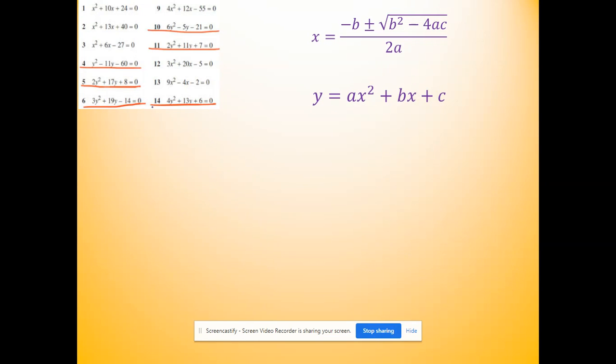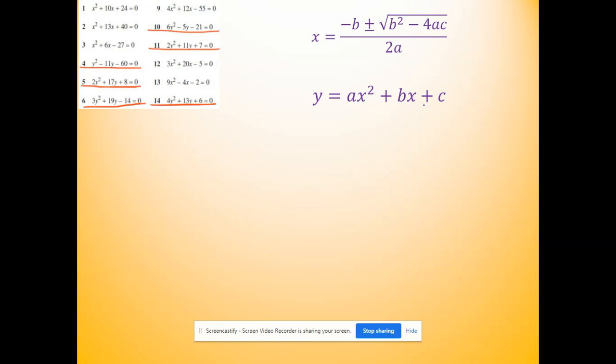Okay, so I had a question about trying to do these quadratics using the quadratic formula. Up here I've just stated the quadratic formula, and underneath here, this is the standard equation. So the a value is the coefficient of the x squared, the b value is the coefficient of the x, and c is the value at the end, the constant.